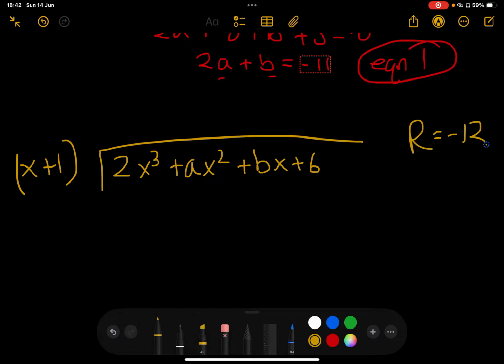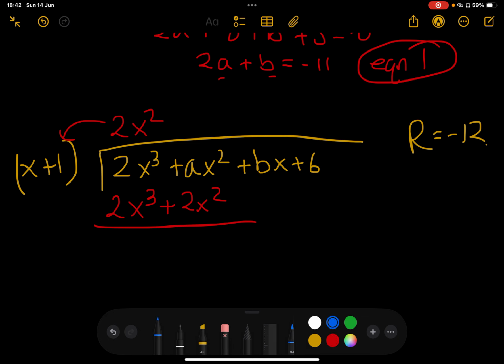Okay, so let's do our long division. So x plus 1 into 2x cubed plus ax squared plus bx plus 6. So we need to multiply by 2x squared. When we multiply that back here, we'll get 2x cubed plus 2x squared. Now we need to change the sign. So 2x cubed minus 2x cubed is 0. Ax squared minus 2x squared is (a minus 2)x squared. This bx now comes down here.